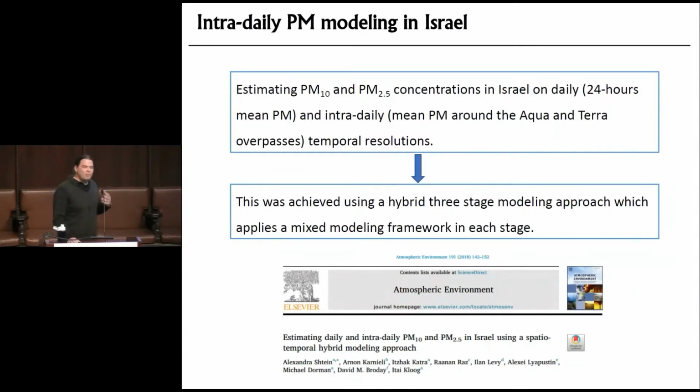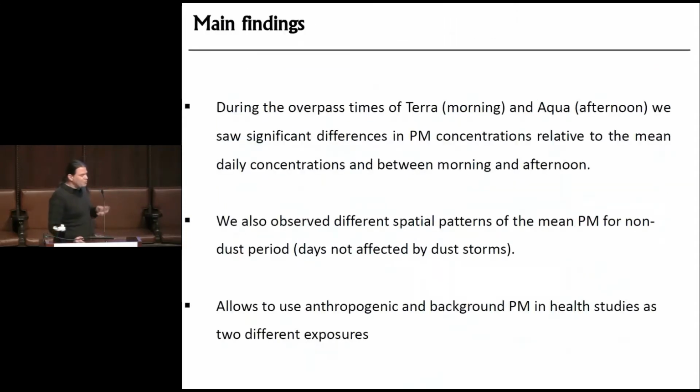We wanted to do that because we hypothesized that in the morning, when the Terra satellite overpasses, the characteristics of the particles are very different compared to the Aqua satellite in the afternoon. In the morning, the PBL is very low. There's a lot of anthropogenic activity, and thus the particles are different in the afternoon, where the PBL goes up. A lot of long-range particles are coming in, and there's less anthropogenic activity. So we used our hybrid 3-stage approach to do so, and we found some interesting results.